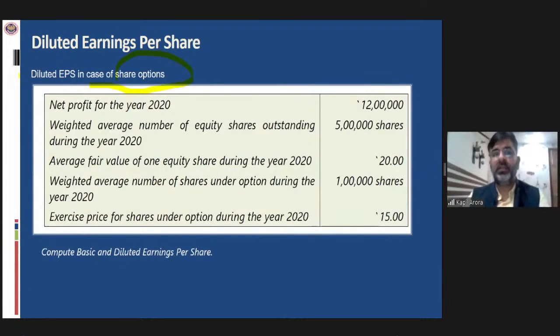Okay, let's go further. We have been given the net profit here. Net profit is mentioned as 12 lakh. Weighted average number of shares is 5 lakh. Average fair value of the share is 20. There are share options of 1 lakh shares, and the exercise price was 15. So what exactly are we trying to say?